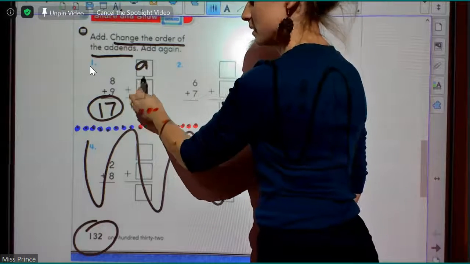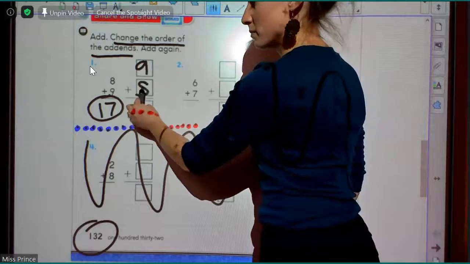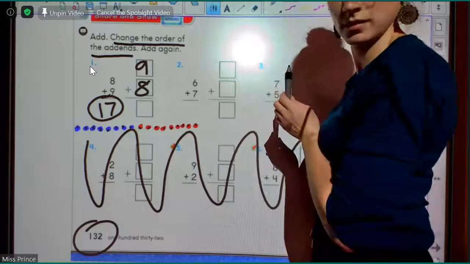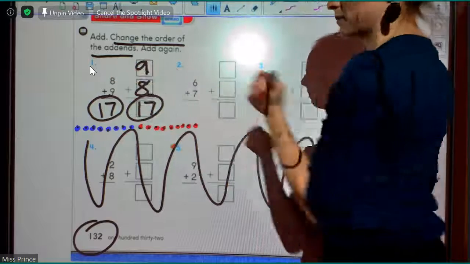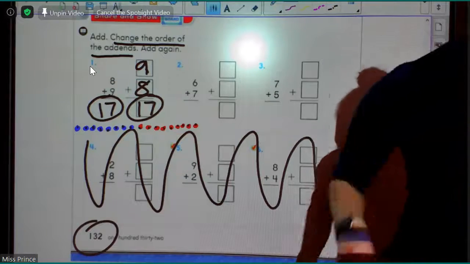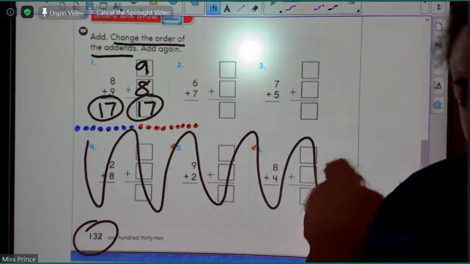9 and 8. And then what is my answer going to be again? 17. It's not going to change. All we are doing is flip-flopping them. Good job. All right. Aaron, you're going to be helping me with the next problem.